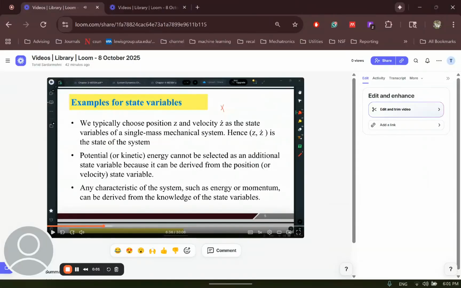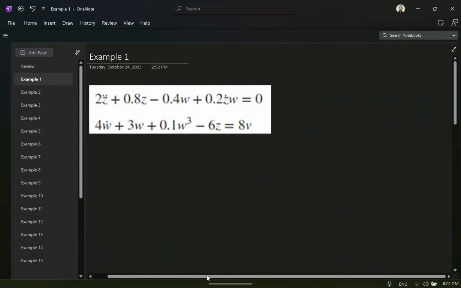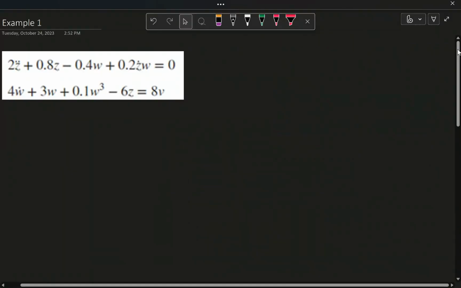Okay, let's solve an example to see how we can break down these dynamics to a system of first order differential equations. Okay, you see that in the problem setup, they ask you to basically break down these dynamics.